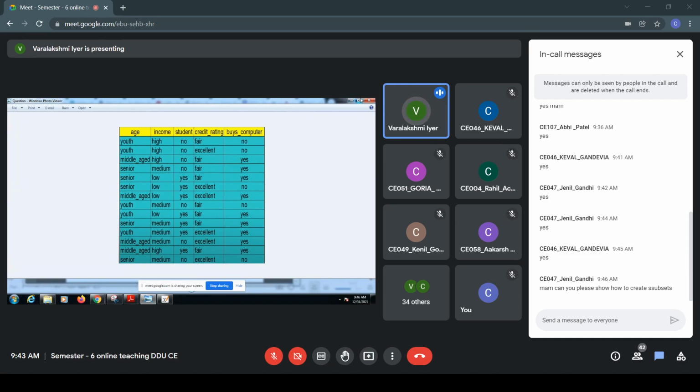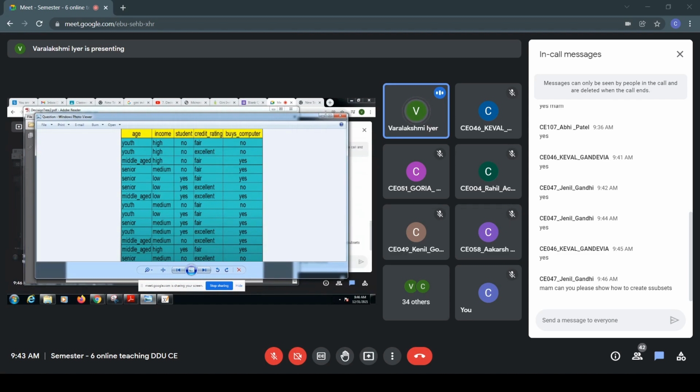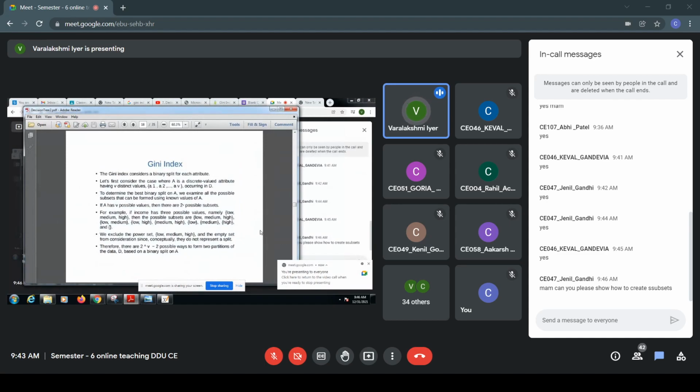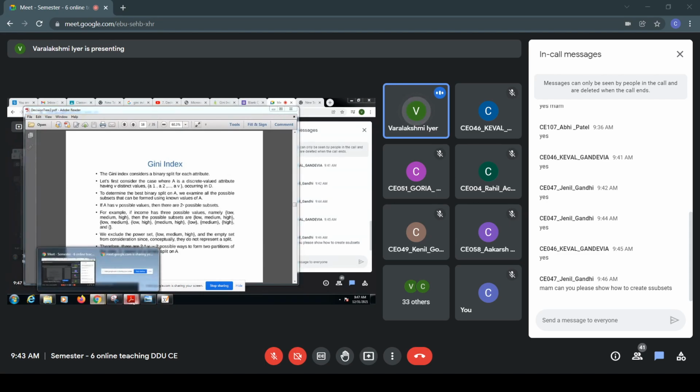See, in this particular example, low, medium, and high are three possible values that income can take. So the possible subsets that have been created here are low, medium; low, high; and low, medium, and high. We'll eliminate the entire subset with all the values, and the empty subset, because for those we cannot create a further split. So both of them will be eliminated. For the rest of the cases, we'll create the split.